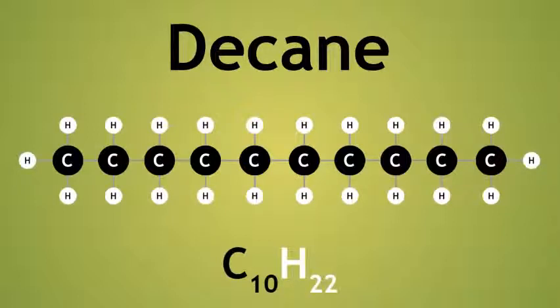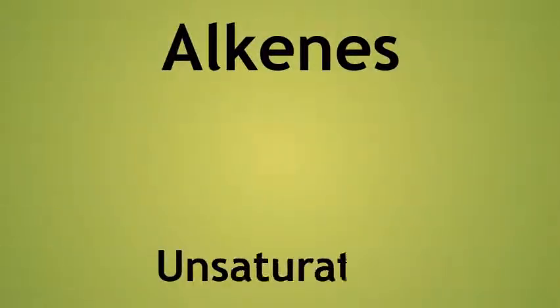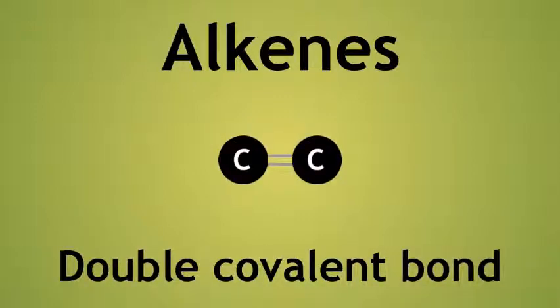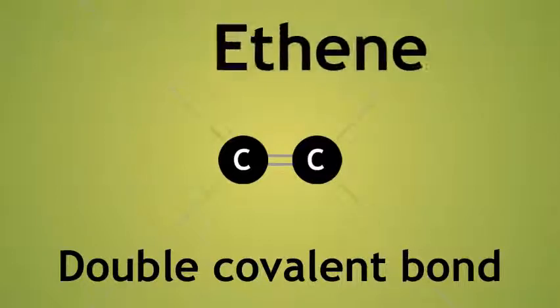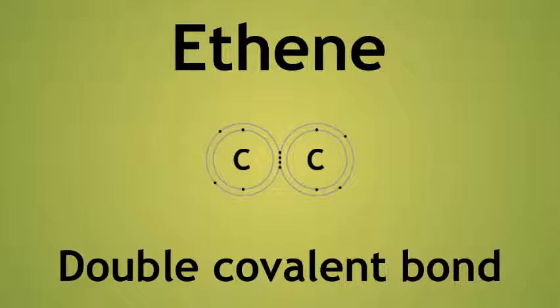22 hydrogens. Let us look now at the homologous series of the alkenes. These are unsaturated and so contain a double covalent bond between two carbon atoms. Here is ethene. Since there is a double bond, there are now two shared pairs of electrons between the two carbon atoms. Each carbon atom now has only 2 electrons which covalently bond with a total of 4 hydrogen atoms, 2 on each carbon, to complete the ethene molecule.